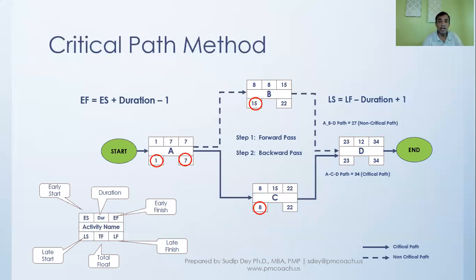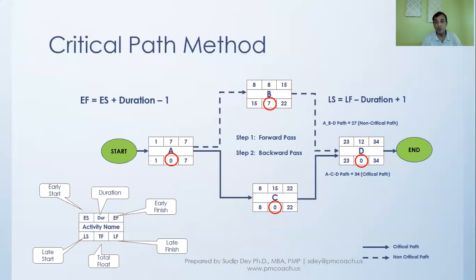And from there, we calculate similarly the late start for B and C, and late start for A, and early and late finish for A. So we do all this calculation as we are doing the backward pass. Now we go into something interesting. What we do is we calculate something called float.